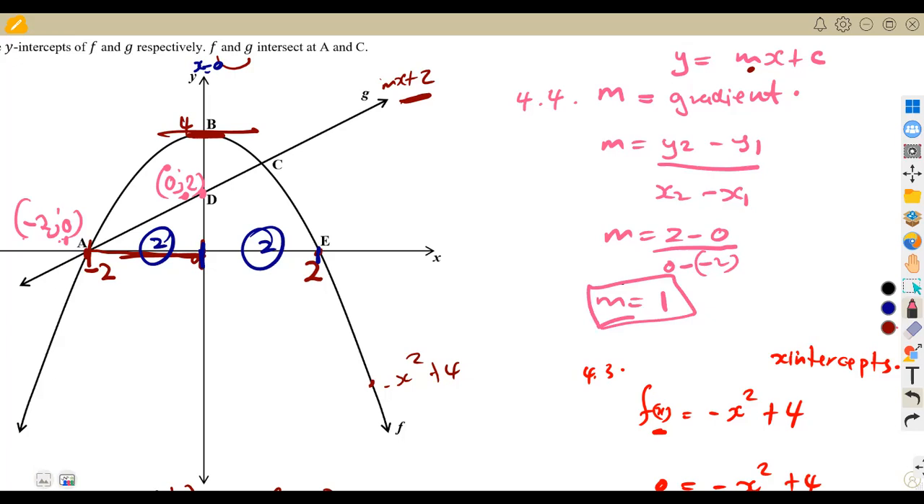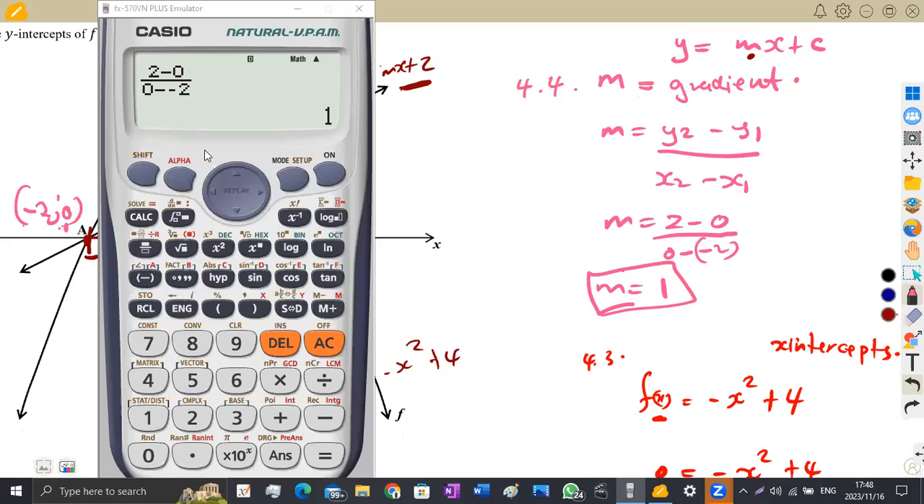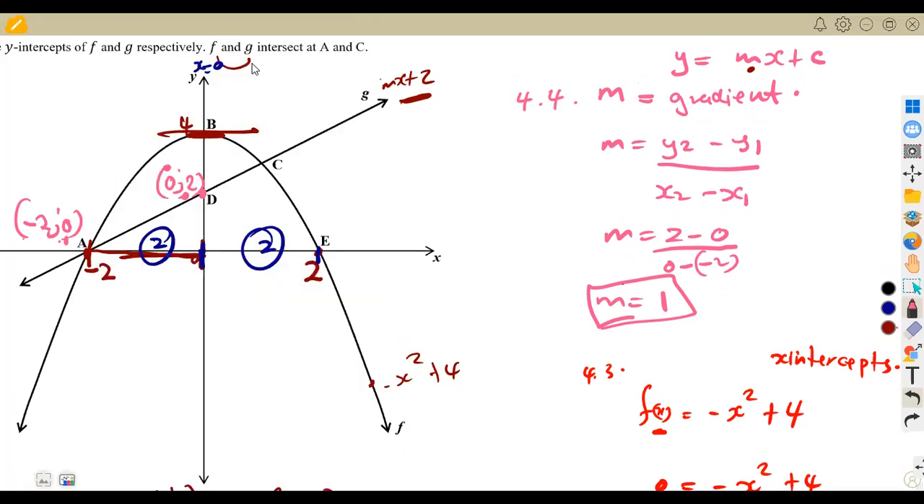So like I said, I'm going to explain another way, guys. So you're going to have 2 minus 0 on top over 0 minus minus 2 like this, which is going to be a positive 1. But with this method, most of us are using the calculator. I did not show the calculator. All right, like this gives a positive 1. Sorry for that. All right, let me talk about this method.